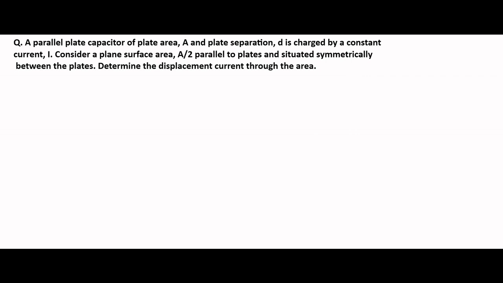So here is another question on displacement current in parallel plate capacitor. It is given that a parallel plate capacitor of plate area A and plate separation D is charged by a constant current I. Consider a plane surface of area A by 2, that is half of the area of the capacitor plates. It is placed parallel to the capacitor plates and situated symmetrically in between. Determine the displacement current through that surface area A by 2.